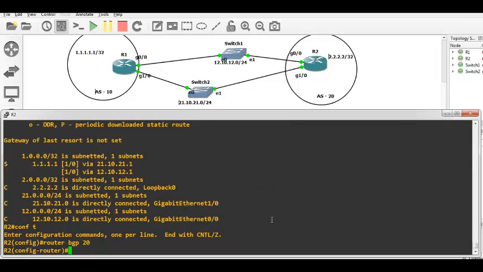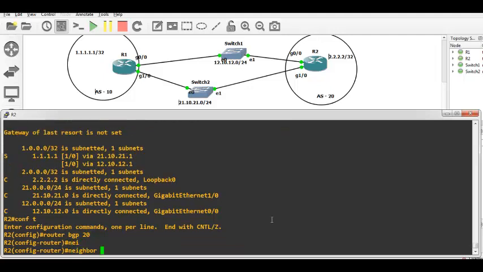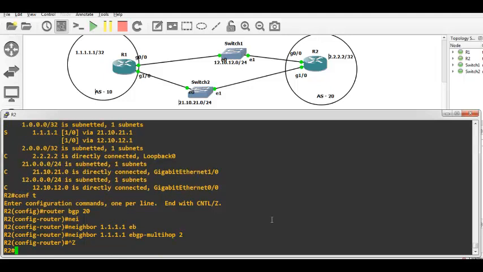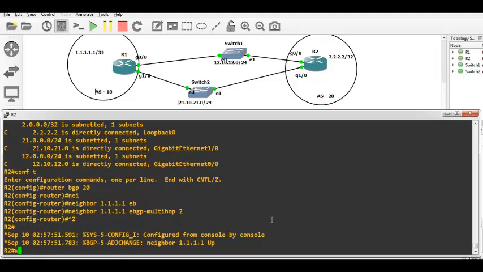What happened? Okay. You have to do this on either side. Yeah, that's it. Now you will see the neighbor has come up immediately.